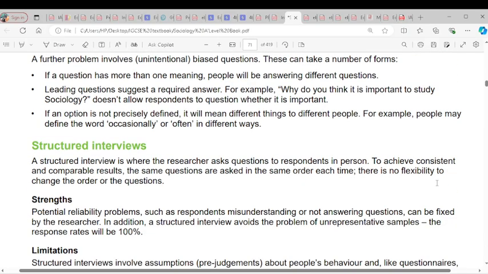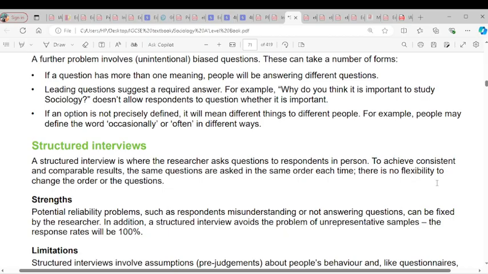If an option is not precisely defined, it will mean different things to different people. For example, people may define the word occasionally or often in different ways. So whatever option you give, it has to give the same meaning. If it gives different meanings, it will bring about different answers. All respondents must have the same idea, the same mentality about what the questions are. If not, you should be expecting different answers from them.